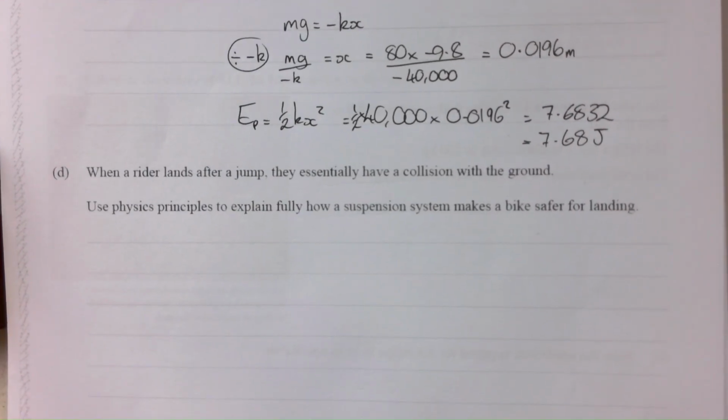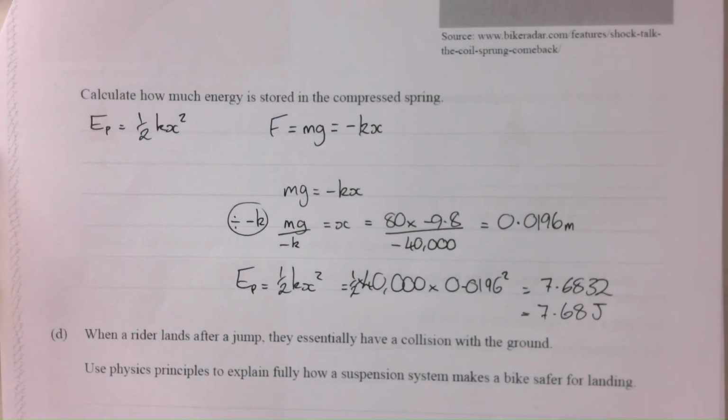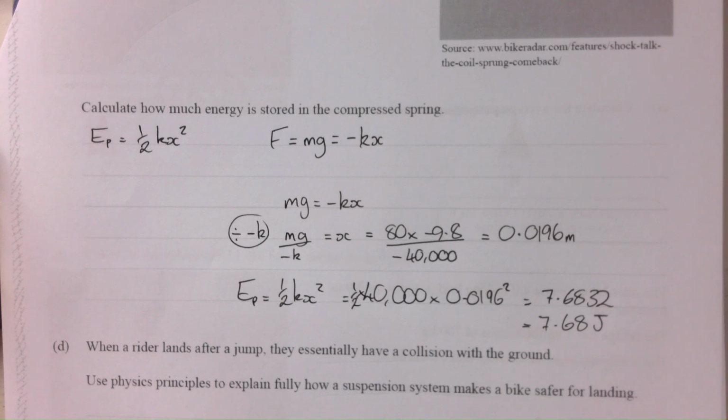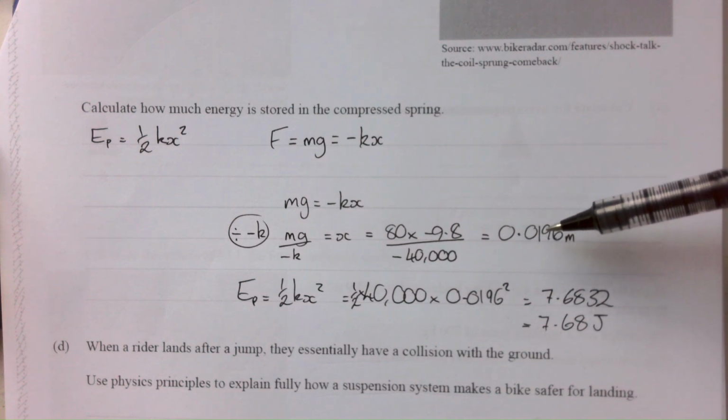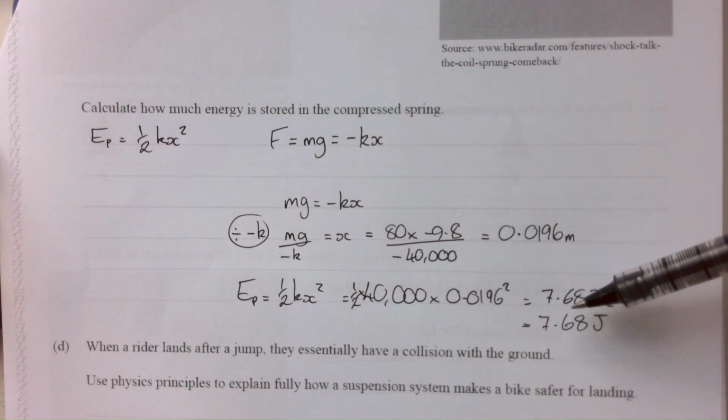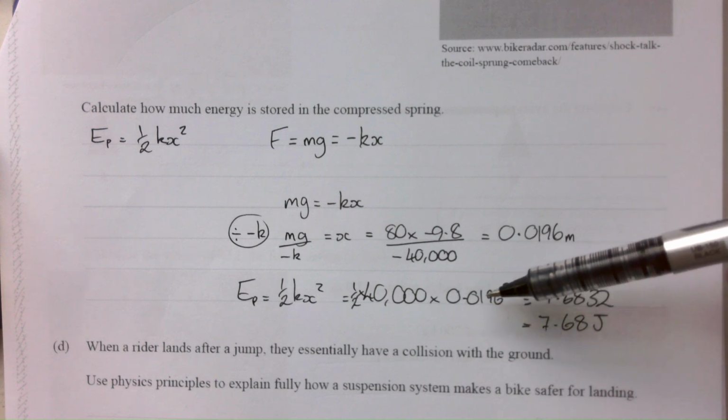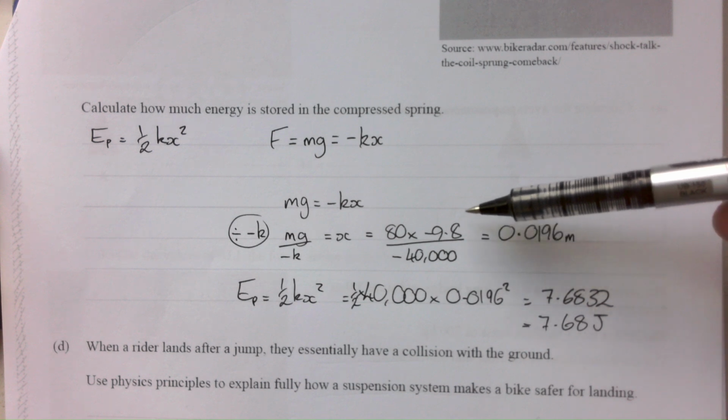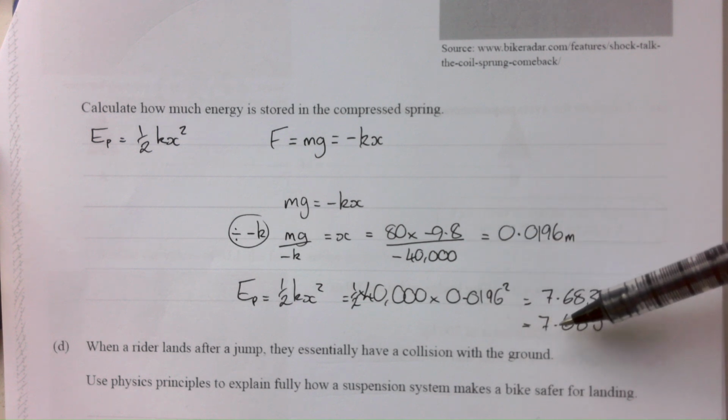Now, part D. When a rider lands after... Sorry, I should have said. If you did both parts of this, working out the extension and then the energy correctly, that is merit. If you did one of these calculations correctly, you get achieved. You can do this one correctly even if you have the wrong value for the extension. So if you made a mess of the first one and still carried on, you can still get the achieved credit.